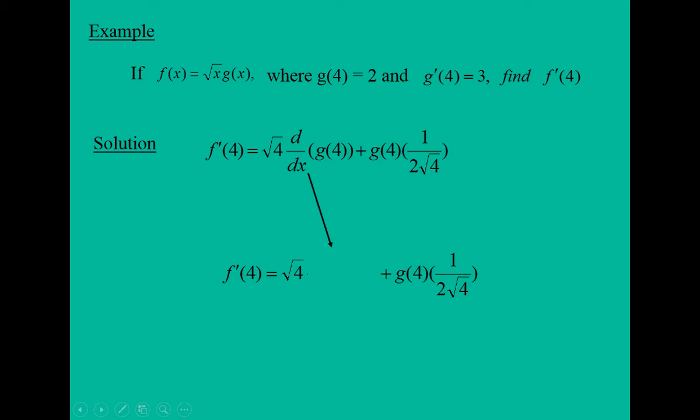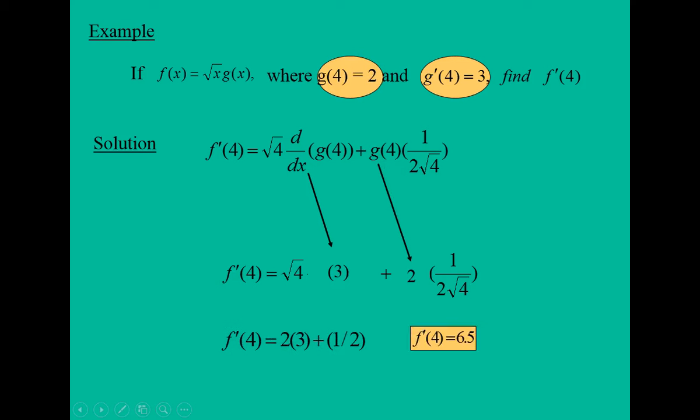So filling in the given information. And our g of 4 we said would equal 2. So we're going to plug that in. And now we can simplify. And we get f prime of 4 equals 6.5.